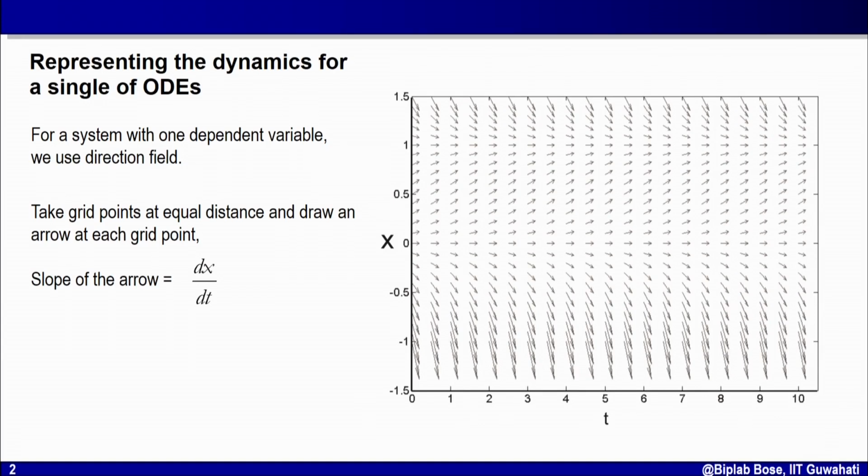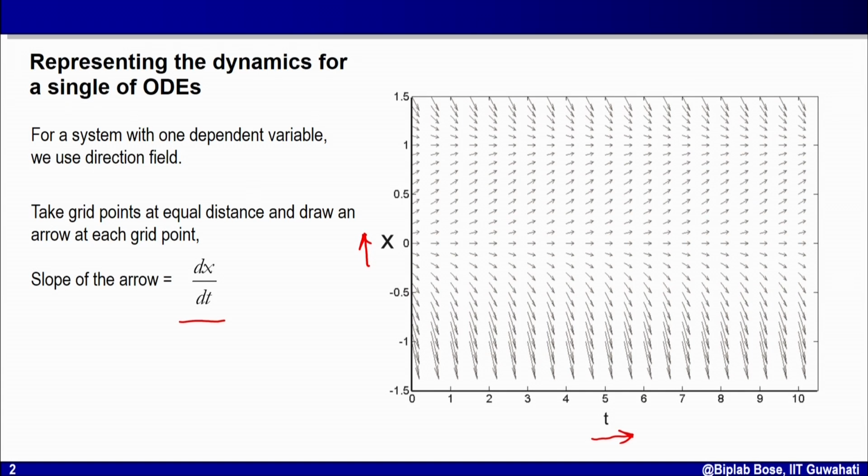So here I have only one ODE representing the rate of change of x with respect to time. In a direction field, I have plotted time on the horizontal axis and the dependent variable x on the vertical axis. Then I divide this whole x versus t plane into equidistant grid points, and at each grid point I draw an arrow, and the slope of that arrow is equal to dx/dt. You can calculate dx/dt at each of these points based on the value of t and x and the ODE given to you.